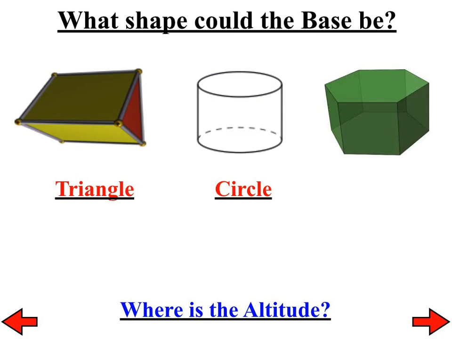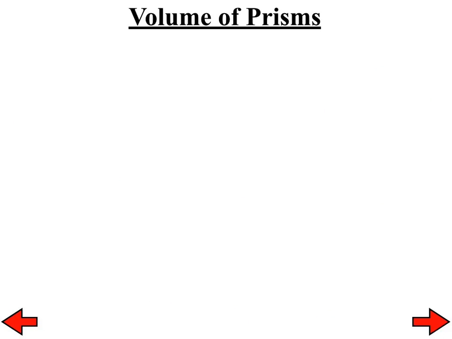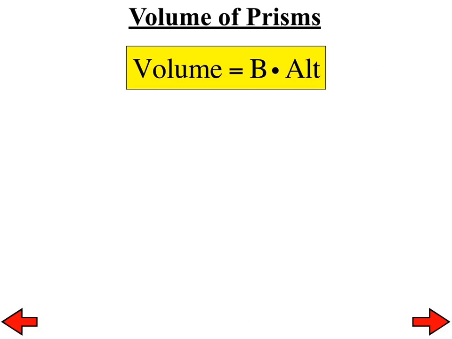And anybody know the name of the shape of the base on this one? Octagon's 8 sides. I don't think that's 8 sides. Hexagon. There we go. So we call this a hexagonal prism. So we would have to find the area of the hexagon and multiply it by how tall it is. So volume of a prism is the area of the base times the altitude.